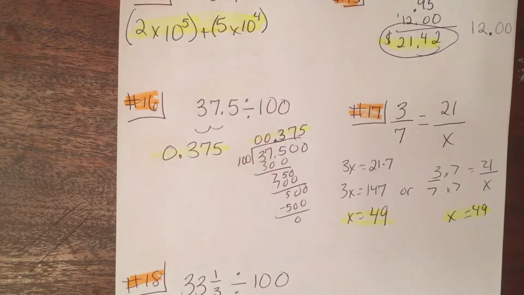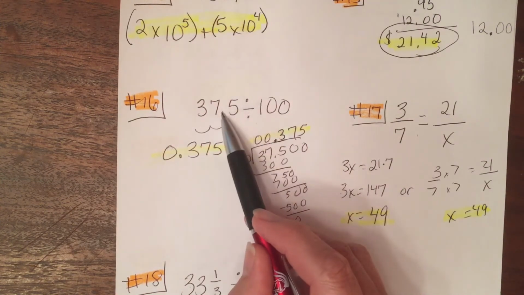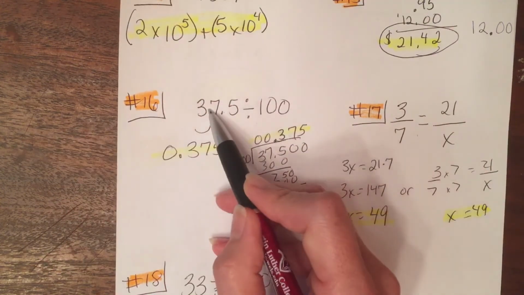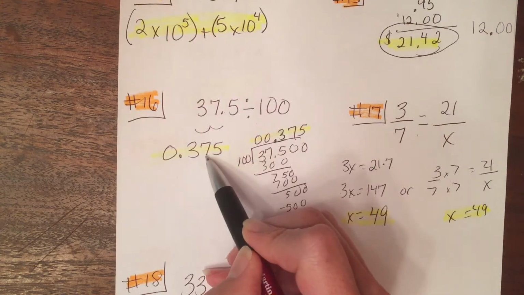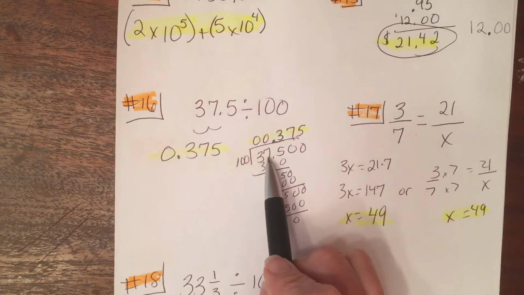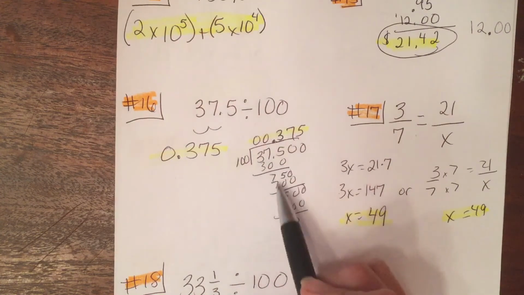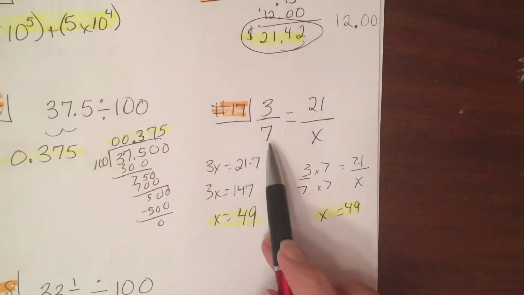Number 16, 37.5 divided by 100. Now, if I'm dividing by 100 and it's a decimal number, my decimal moves twice to the left. Bump, bump gives me 0.375, 375 thousandths. If you didn't remember that and you did 37.5 divided by 100, you would get the same answer. It just takes longer.